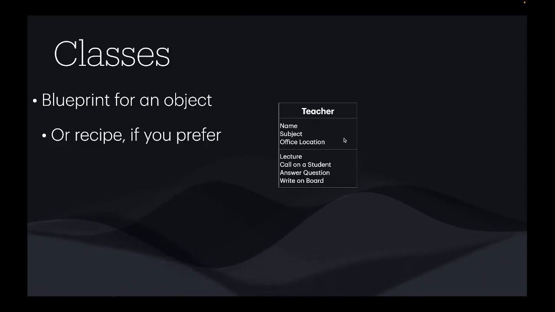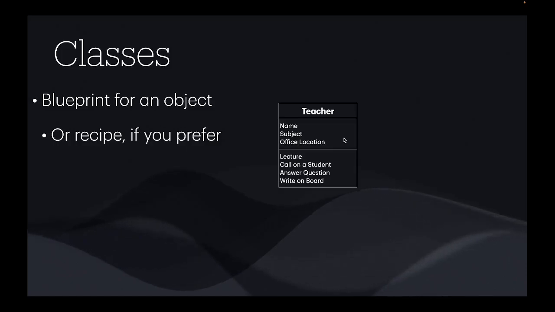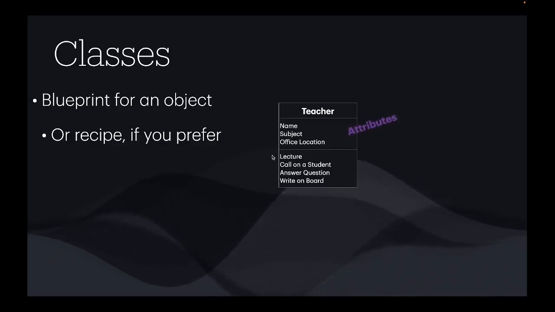Those are a couple other ways to think about this: these are things that make the object that we create unique. So if I have two teachers, they're going to have different names. They might teach different subjects. They have different office locations. You can also think of this as the things that we know about this object or the things that the object knows about itself, depending on how you want to look at it. But we call those attributes.